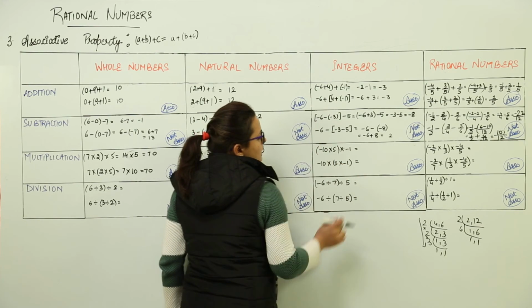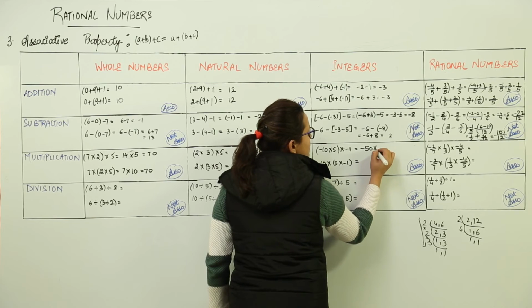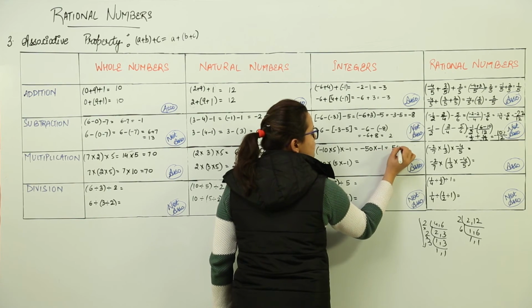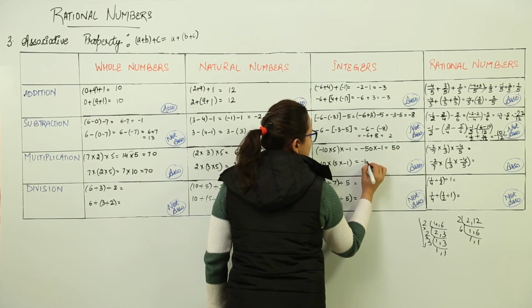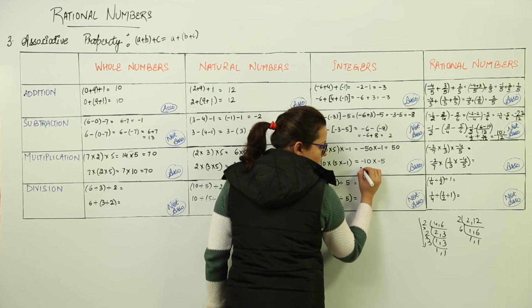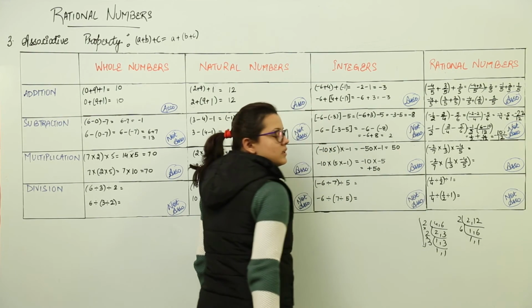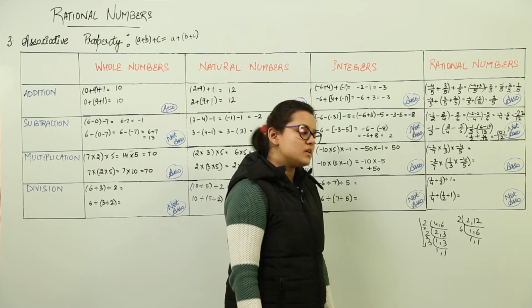The next case is for integers. What is minus 10 into 5? Minus 50 into minus 1 gives you 50. The next is minus 10 into 5 into minus 1 give you minus 5. So the answer is 50. Again it is proving that it is associative.